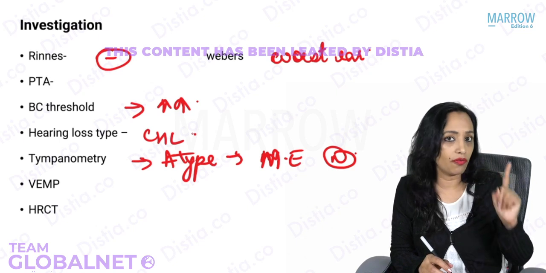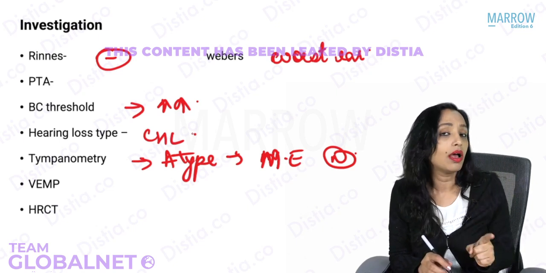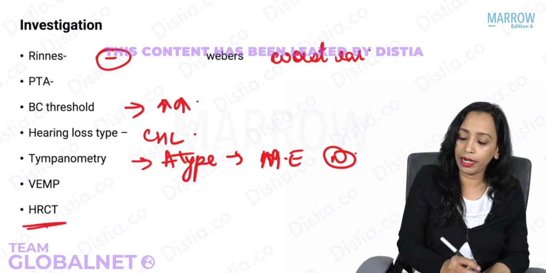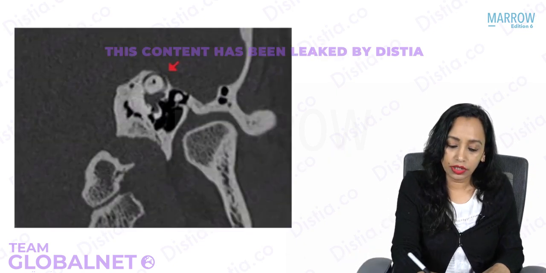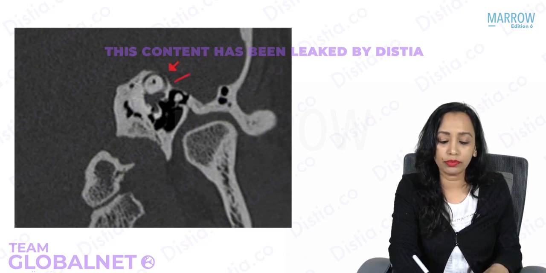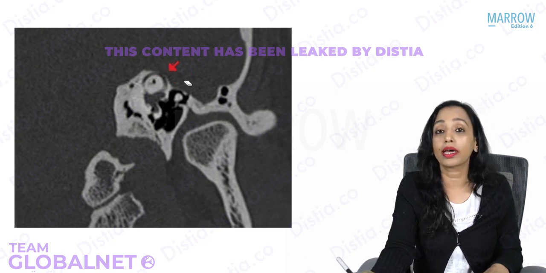It is because of a superior semicircular canal dehiscence, and then you go for a HRCT to confirm. So you confirm it by a high resolution CT. Yes, as we are seeing here, can you see this defect? This bone which overlies the superior semicircular canal has become so thin here. It is almost missing in this area. So then you confirm that this is superior semicircular canal dehiscence.